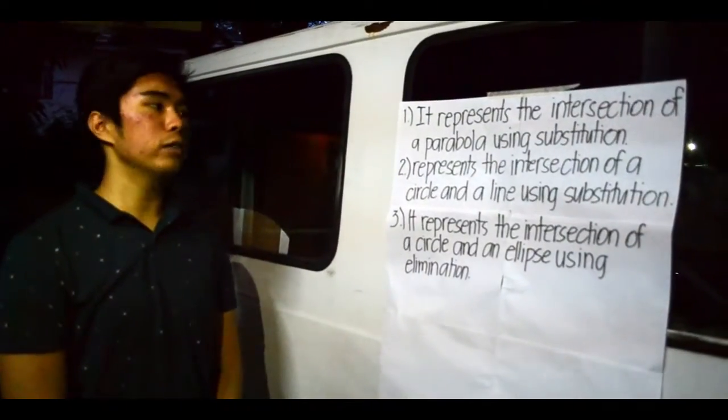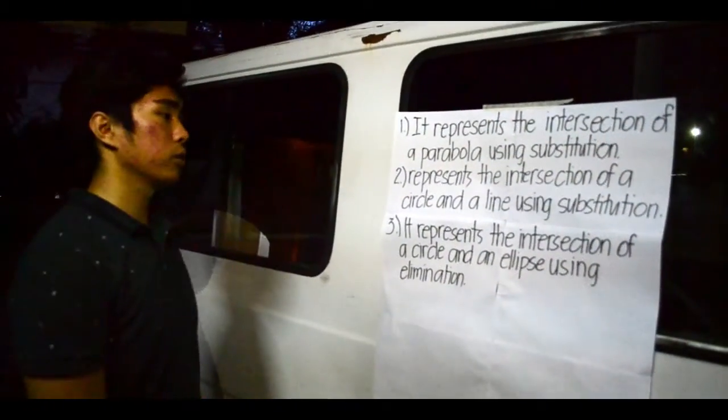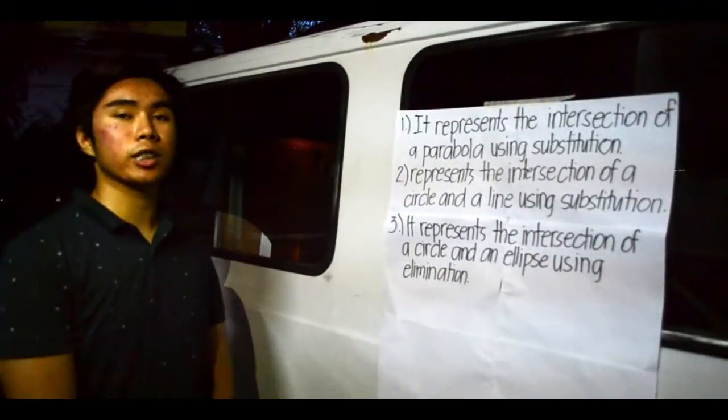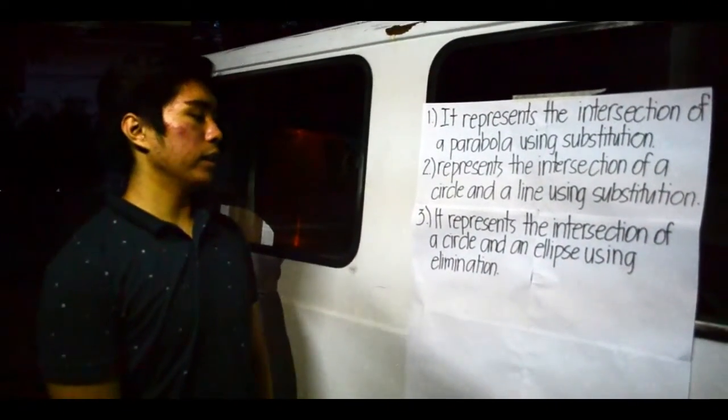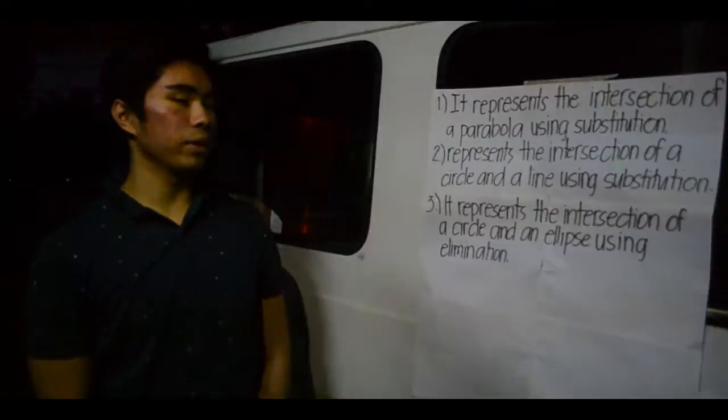Number 1. It represents the intersection of a parabola using substitution. Number 2. It represents the intersection of a circle and a line using substitution. Number 3. It represents the intersection of a circle and an ellipse using elimination.